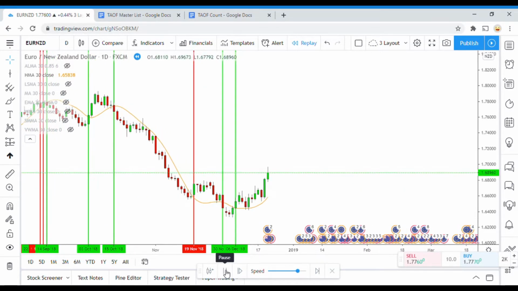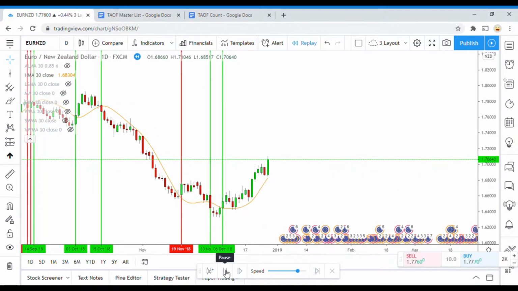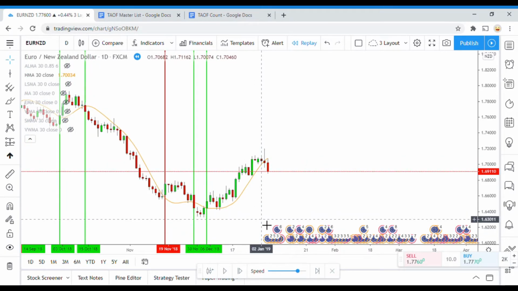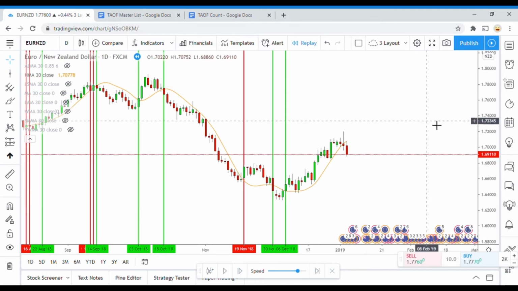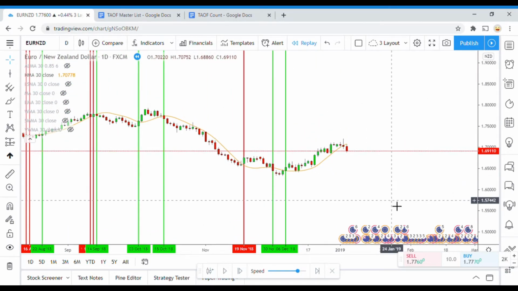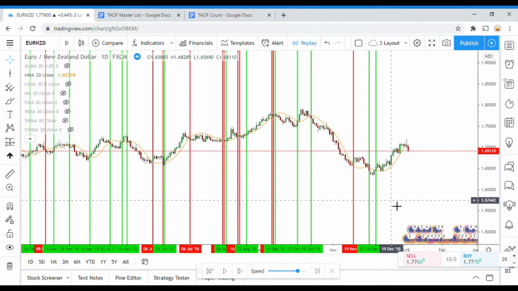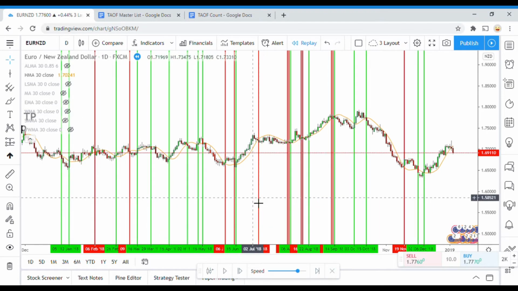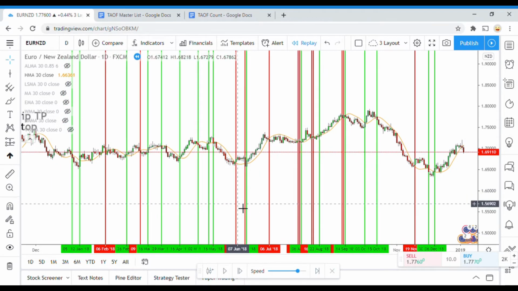We are almost to the end of the year now. Let's play this out a little bit more. Let's see. So, nope, that was not within the year. All right, so here we are. We are at the end of the year. Let's calculate this up and see what we get out of this moving average.